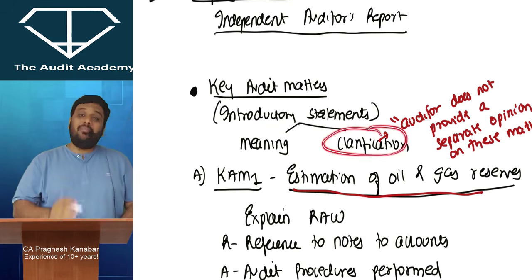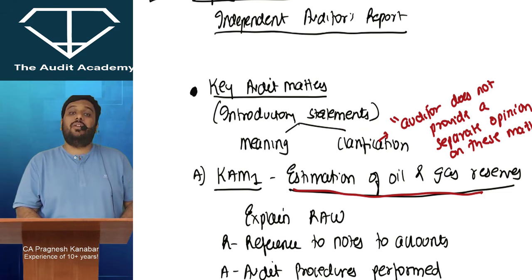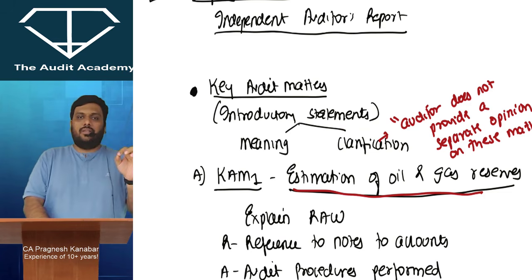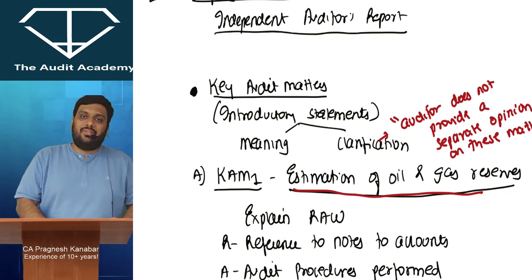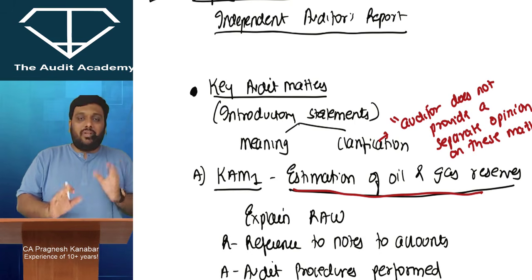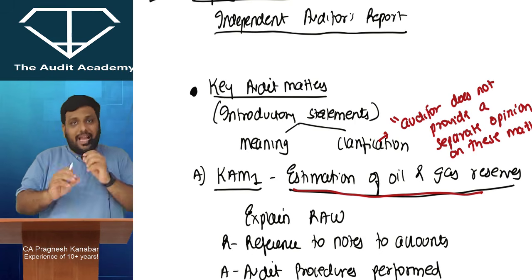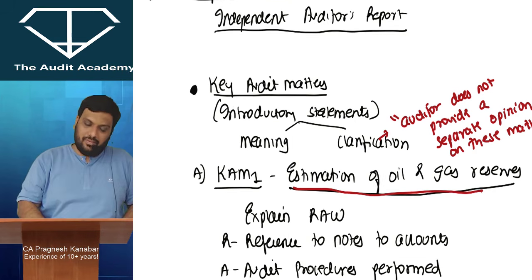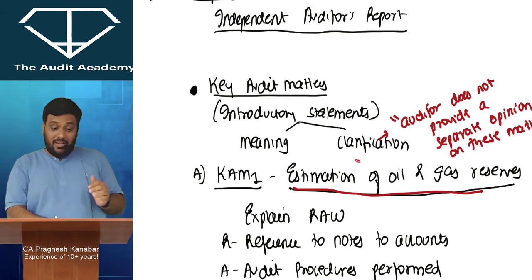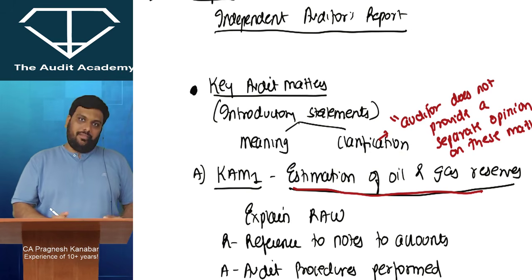Then we give some clarification that you should not expect too much from us. If the Reliance auditor is writing about estimation of oil and gas reserves, that does not mean that he has audited oil and gas separately. He was there to audit financial statements. In that, one of the items was oil and gas reserves. So the auditor does not provide a separate opinion on these matters. We give this clarification to limit our liability.